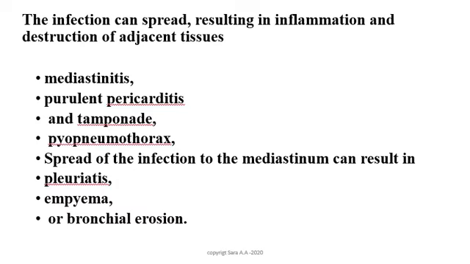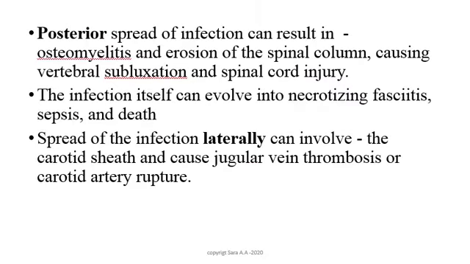Mediastinitis, purulent pericarditis, and tension pneumothorax may happen. Spread of the infection to the mediastinum can result in pleuritis, empyema, or bronchial erosion. The posterior spread of infection can result in osteomyelitis and erosion of the spinal column, causing vertebral subluxation and spinal cord injury. The infection itself can evolve into necrotizing fasciitis, sepsis, and death.